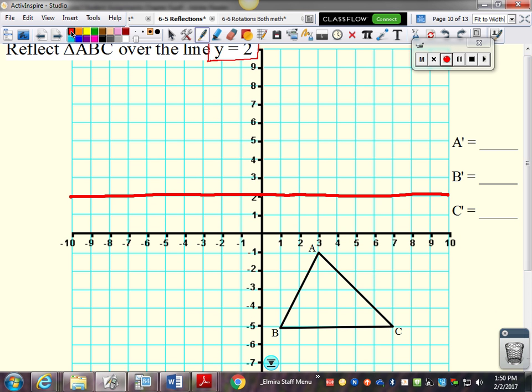All right. So, again, I'm going to count in gray, but I'm going to go a little fast this time. 1, 2, 3. 3, 2, 1. A prime. C. 1, 2, 3, 4, 5, 6, 7. And 7, 6, 5, 4, 3, 2, 1. And that was C prime. Then the last point, again counting 1 through 7 to the line and 7 back down the other side.